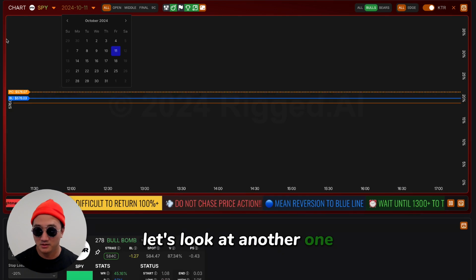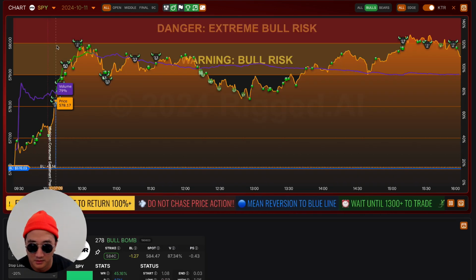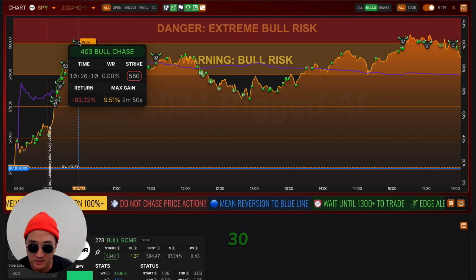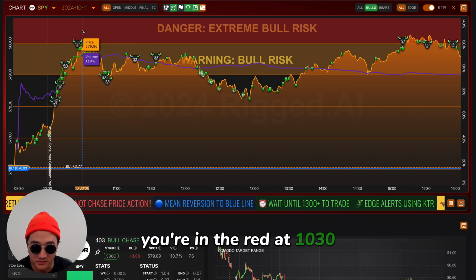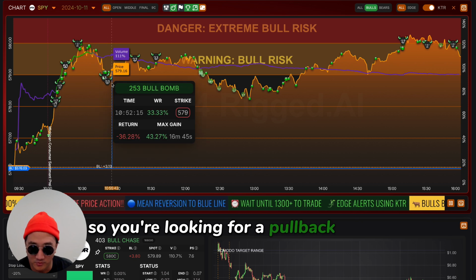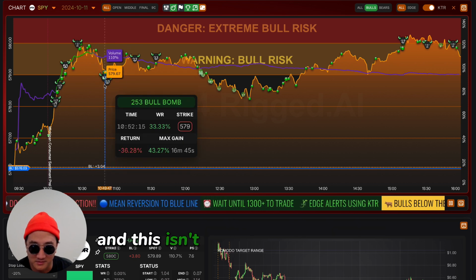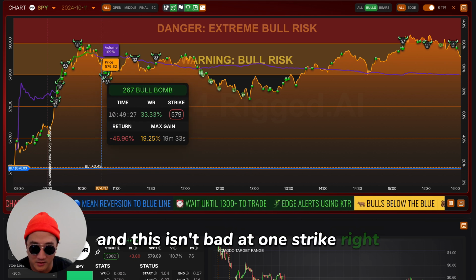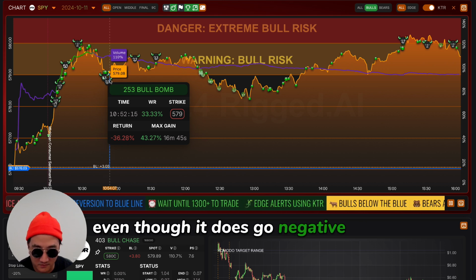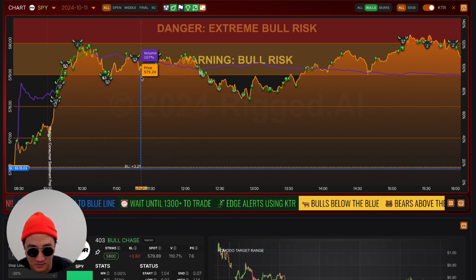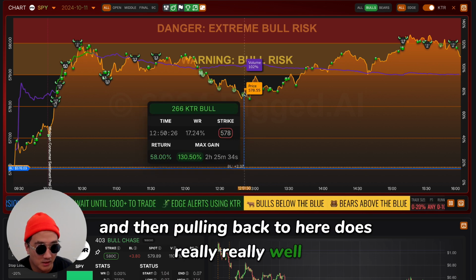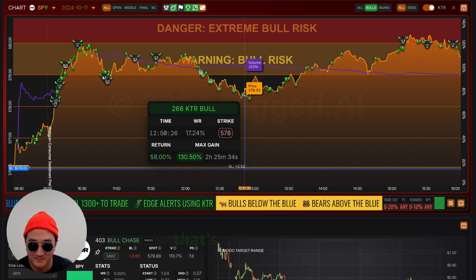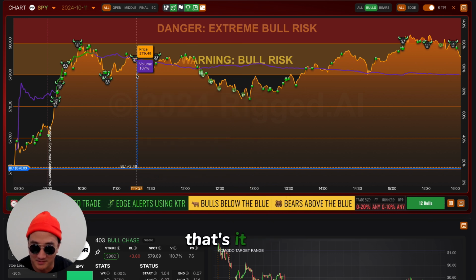Let's look at another one. Super, super bullish, 1030, way too high up. You know, you're in the red at 1030. So you're looking for a pullback much lower. You know, this isn't bad at one strike, right? Even though it does go negative, you're making money. And then pulling back to here does really, really well. That's it.